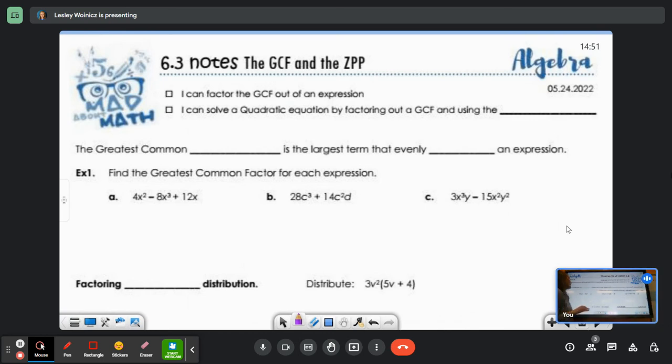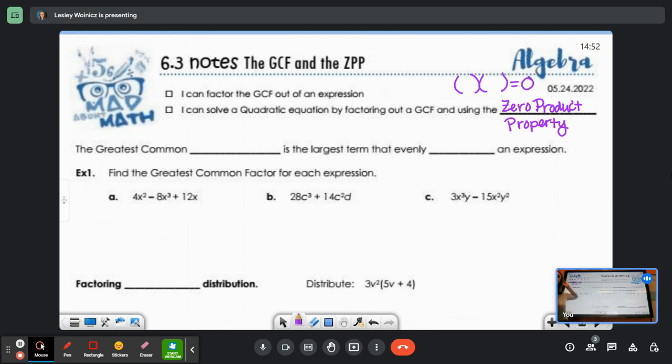Yesterday we learned about our zero product property. Today we're going to learn how to use the zero product property in conjunction with a process that's called factoring. Remember that for the zero product property, we have two things being multiplied together, two factors that end up with a product of zero.